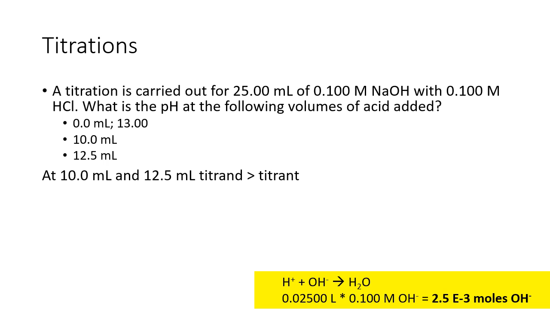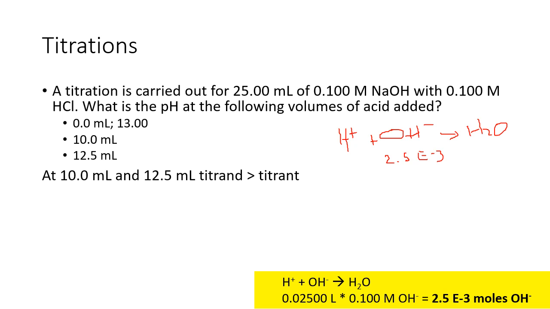As a result, we can make a little BCA table, right? So we've got H plus plus OH minus going to water. Really poorly written, but I hope you get the point. And we are not going to bother calculating anything with water because it's not part of our equilibrium equation and it's irrelevant. We're going to do a BCA table. So we calculated that we have 2.5 E negative 3 here.